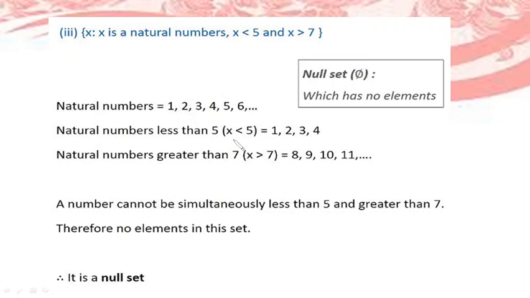Natural numbers are these numbers. If we take natural numbers less than 5, they are 4 numbers, 1, 2, 3, 4. And if I talk about natural numbers greater than 7, we have infinite numbers, 8, 9, 10, 11, 12 and so on till infinity. So a number cannot be simultaneously less than 5 and greater than 7. Therefore no elements in this set. So this is also a null set.